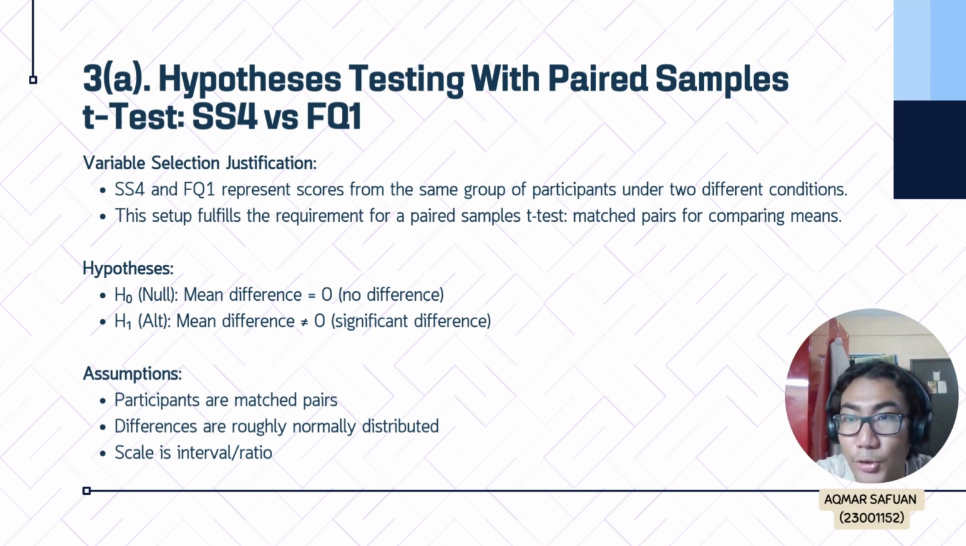Hi, my name is Akmal Sapwan and I contributed to question 3A, hypothesis testing with related samples. I'll be presenting the results of a paired samples t-test conducted on the two variables that I chose, which are SS4 and FQ1. These two variables were selected because they come from the same group of participants. Since each participant provided both scores, this allows us to analyze the differences between pairs, which fits the paired samples t-test.